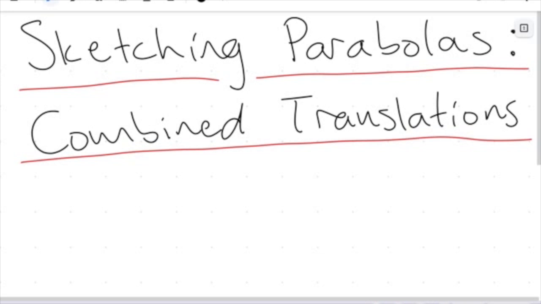Now, what we are going to be looking at in this video is when we have to do more than one transformation. Here I've written combined translations because that's going to be the bulk of what we're doing, but every single question we're going to do here is going to involve some kind of combination of any two or more parabola transformations. So a reflection or translation or something like that.